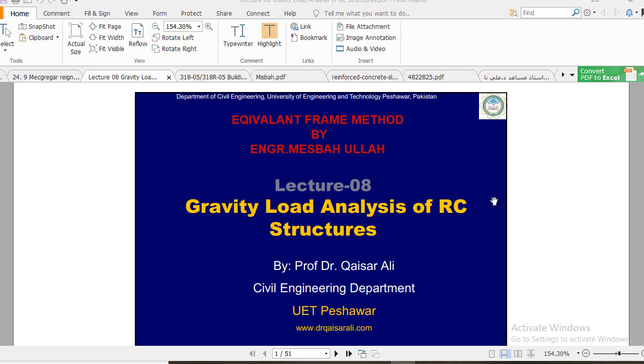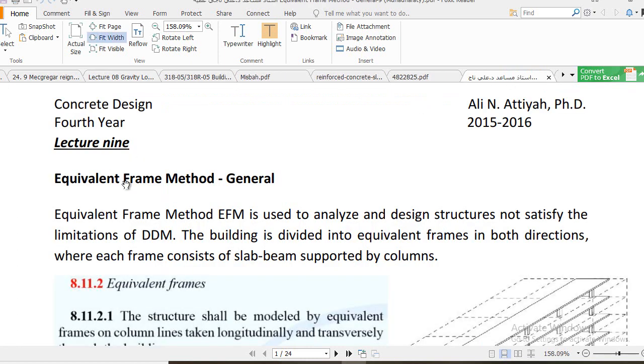Welcome back. Students, basically, I will start a new lecture that is related to the method of analysis of slab system or any frame system. So in this lecture, basically we are covering the equivalent frame method. Clear? And this is one of the most important methods, which you can say is an ideal method, which can be applied to any kind of structure.